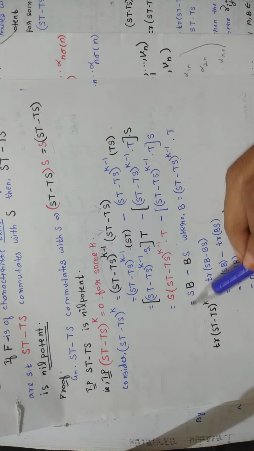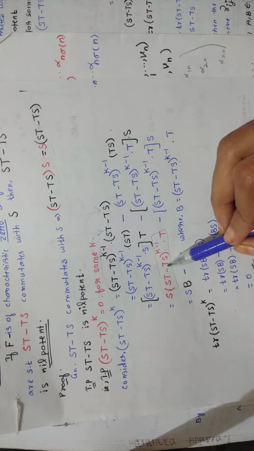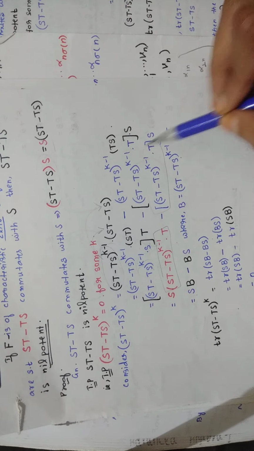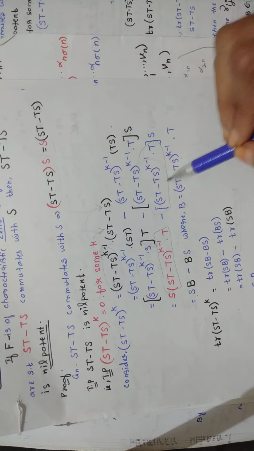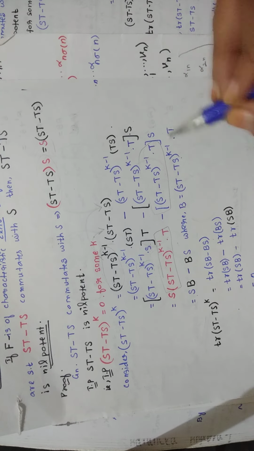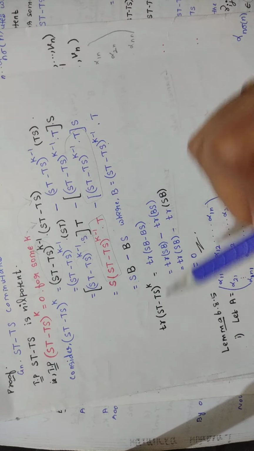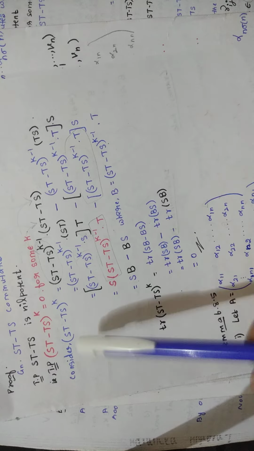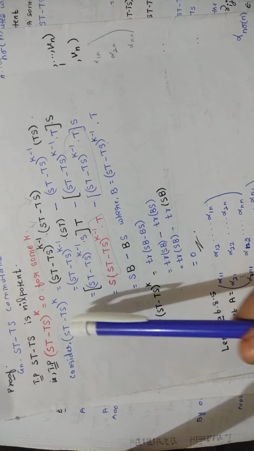Now you are writing s into, instead of this, you are putting b, minus, instead of this, you are putting b. These two are the same, right? So for this, you are substituting b here, so b into s, where b equals this value. And now keep that. After that, you are taking trace. This is the value of st minus ts power k, and now you are taking trace for this value.